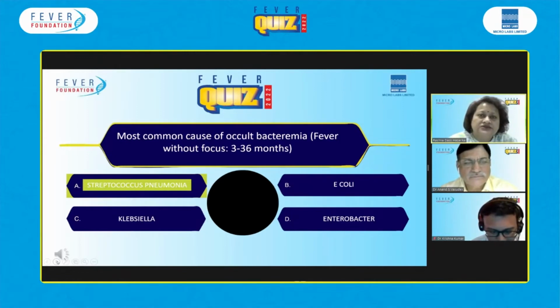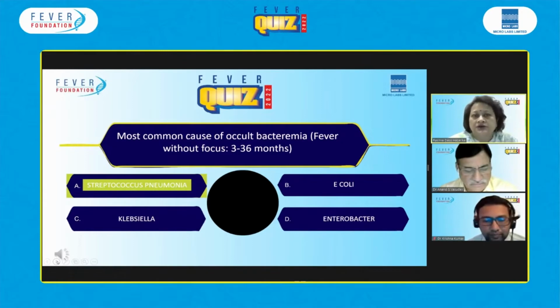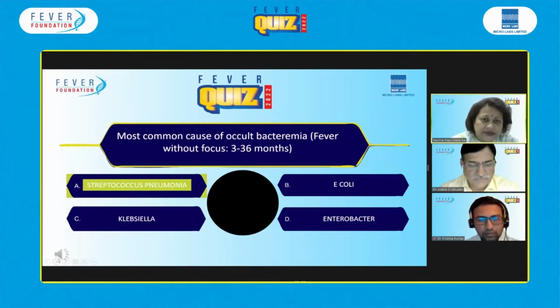Initially, before the vaccination era, when we did not use universal vaccination with the pneumococcus vaccine, this organism, Streptococcus pneumoniae, was supposed to be the most common cause of occult bacteremia. Why occult bacteremia? Because these children would not have a focus. They would actually have a septicemia because of the Streptococcus pneumoniae in the system, and you would not be able to pinpoint a particular organ system which is involved. And 80% of these would be because of Streptococcus pneumoniae. The rest 10% would be because of H. flu, and another 5% because of Neisseria meningitidis.